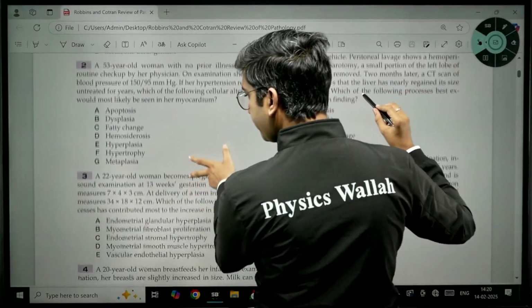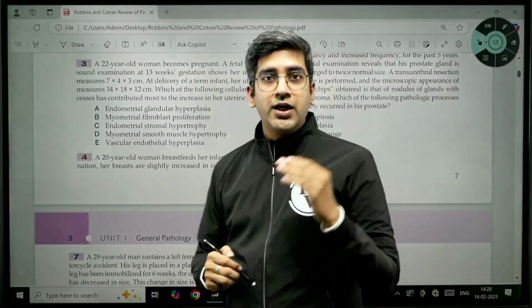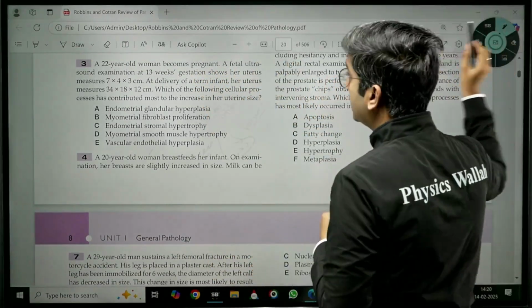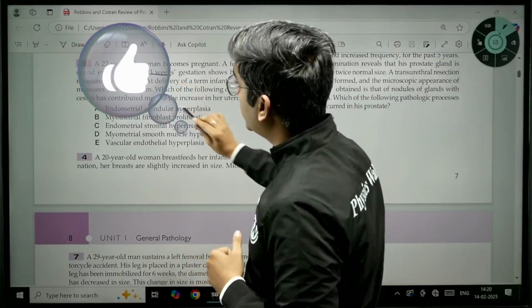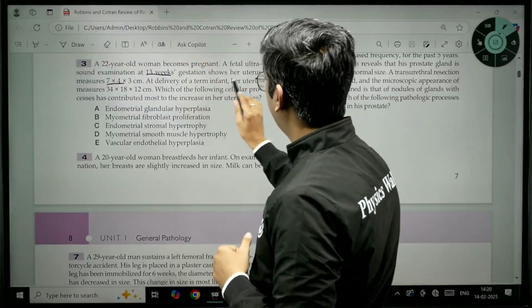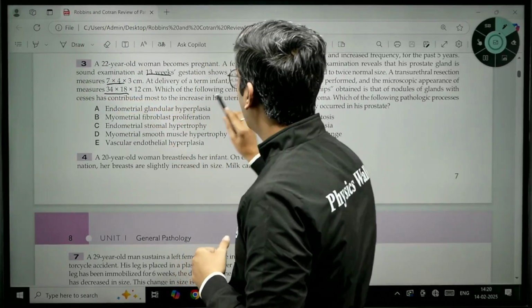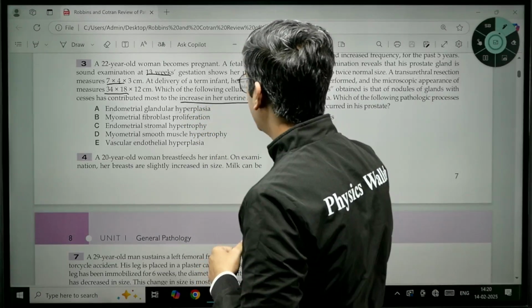Here, let's lift this one. A 22-year-old woman, I hope it's visible, becomes pregnant. Fetal ultrasound shows 13 weeks of gestation. Her uterus measures 7 by 4 by 3 centimeters. At the delivery of the baby, the uterus was 34 centimeters. Which of the following processes has contributed to the increase in the uterine size?